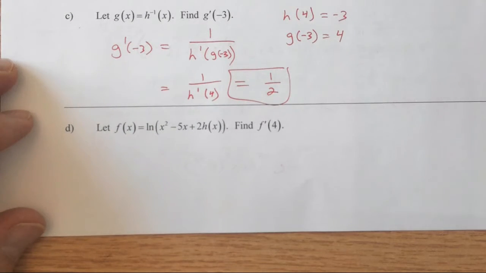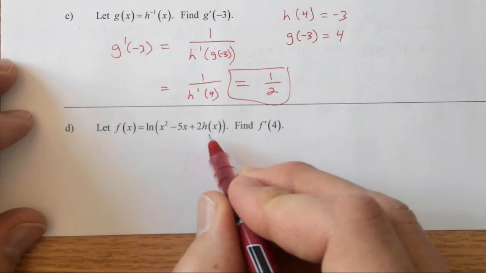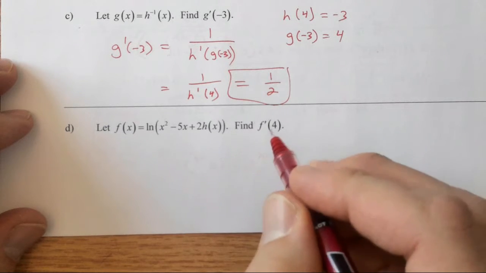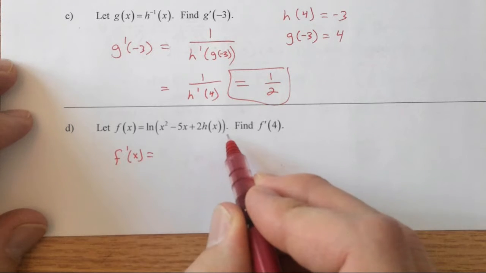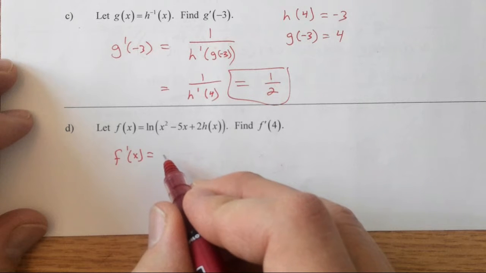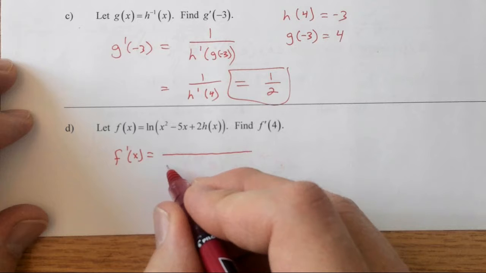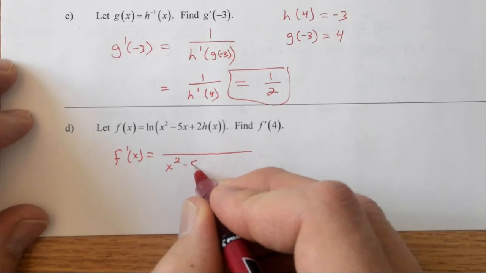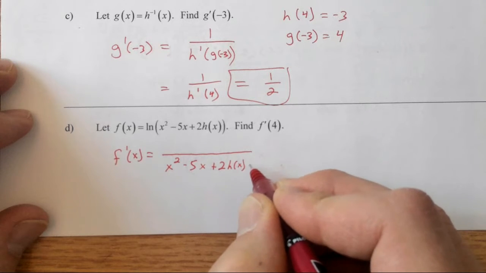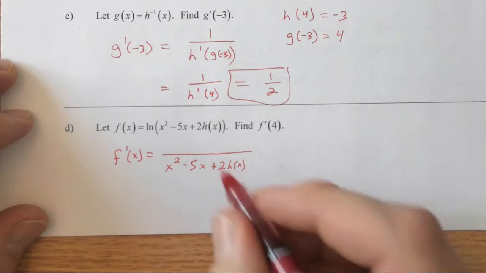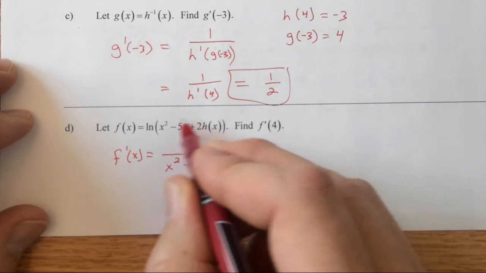And finally, f of x is the natural log of x squared minus 5x plus 2 times h of x. Find f prime of 4. Well, f prime of x, we have the natural log of an inner function, so we're going to use the chain rule. The chain rule says that the original function, x squared minus 5x plus 2h of x, will be our denominator of our derivative. The numerator is 1, and then we're going to multiply by the derivative of the inner function.